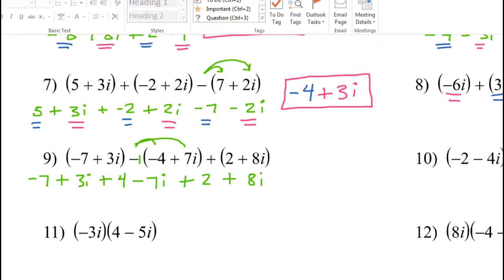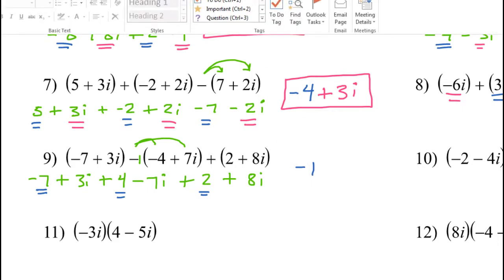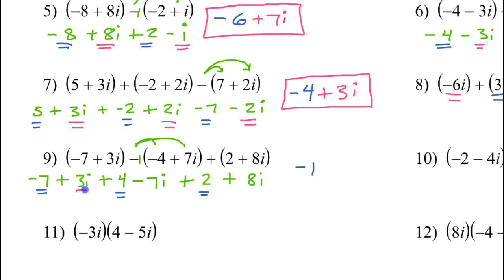And now I will go back to my combining of like terms. So my real parts are negative 7 and 4. That's negative 3. Negative 3 plus 2 is negative 1. So I have negative 1 now. And now the imaginary parts. So I have 3i minus 7i, that's negative 4i, plus 8i, so that's positive 4i, so plus 4i. So that's the answer to number 9.